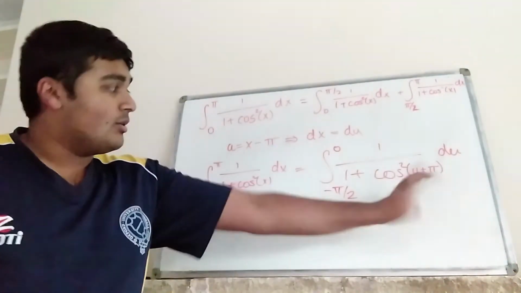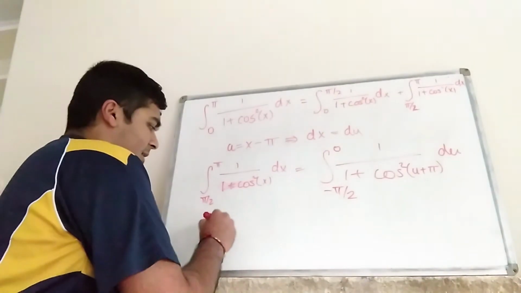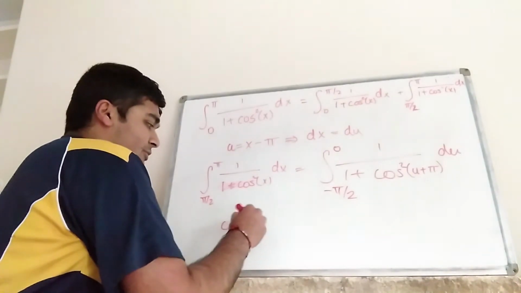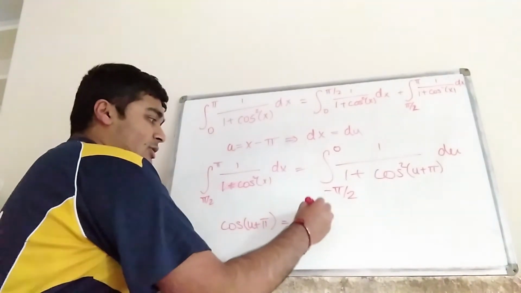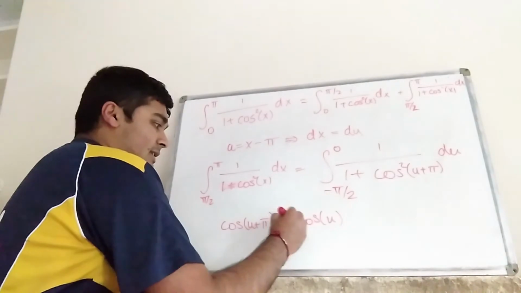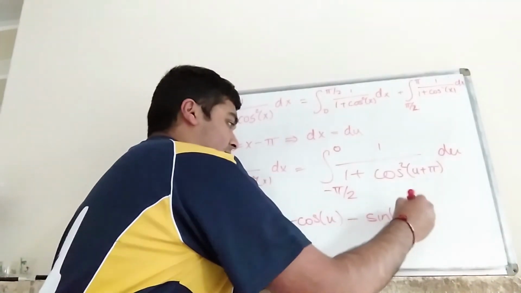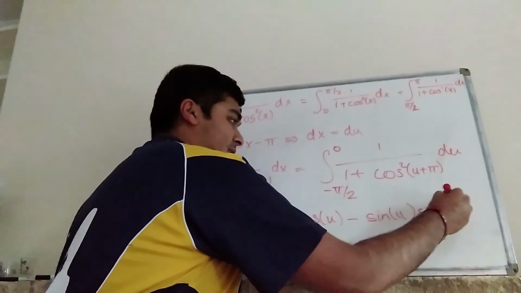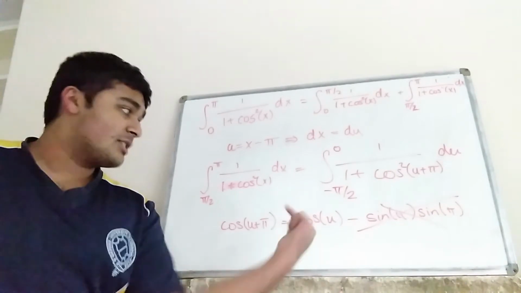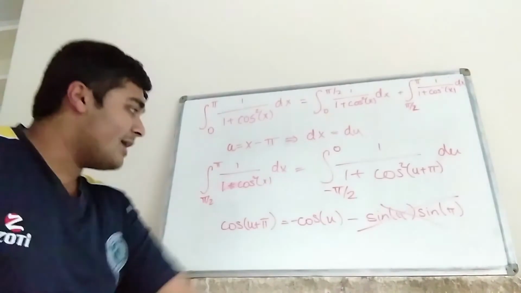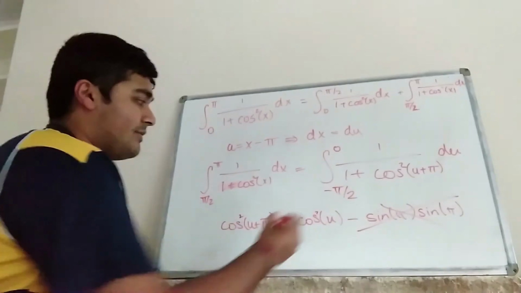Now, cosine squared of u plus pi, let's just look at what cos of u plus pi is, using our double angle formulae. This is cos u cos pi, but cos pi is minus 1, so that's minus cos u, then minus sine u sine pi. But remember, sine pi is 0, so this whole term vanishes. So cosine of u plus pi is just minus cosine of u, but then when I square both sides, I get that cos squared of u plus pi is just cos squared of u.